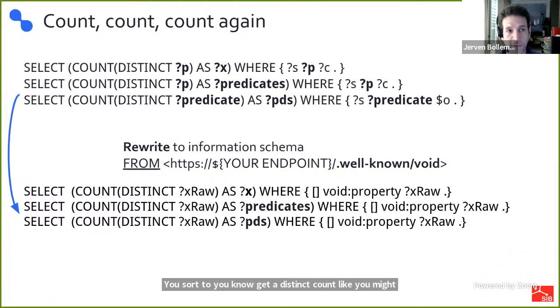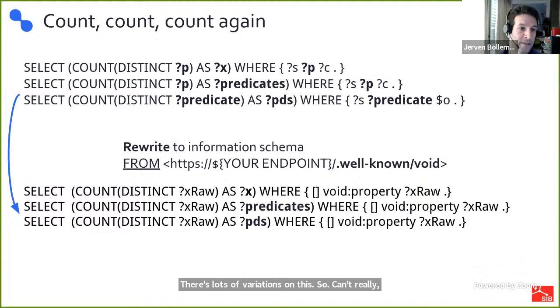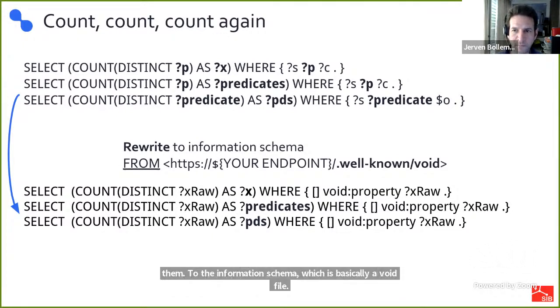Well, Virtuoso is a lot faster, but still too slow to do this real-time live. And there's lots of variations on this, so can't really blame the developers on that one. But the nice thing about UniProt is we are quite stable. So we know how many IRIs put them in, so we can just rewrite your SPARQL query and direct them to the information schema, which is basically a void file. It comes out of our service description.